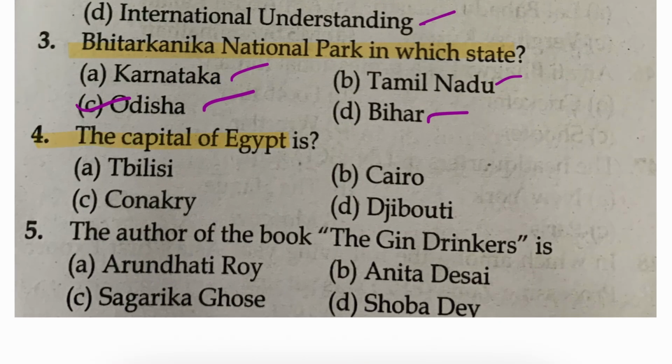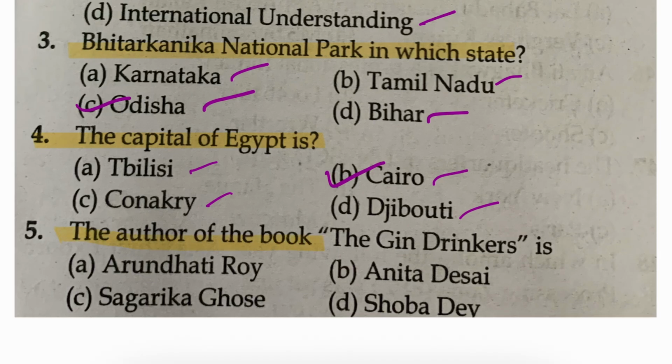Question number 4. The capital of Egypt is Tbilisi, Cairo, Conakry, Djibouti. The answer is B. Cairo. Cairo, Egypt's sprawling capital, is set on the Nile River. At its heart are Tahrir Square and the vast Egyptian Museum, a trove of antiquities including royal mummies and gilded kings. The currency of Egypt is the Egyptian pound.